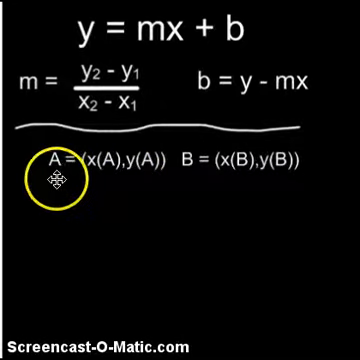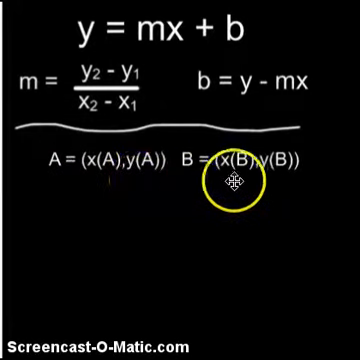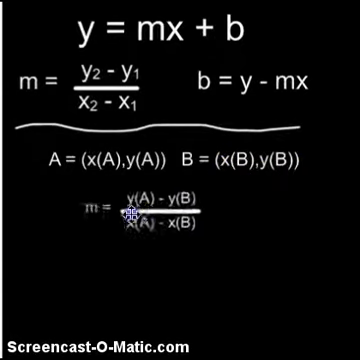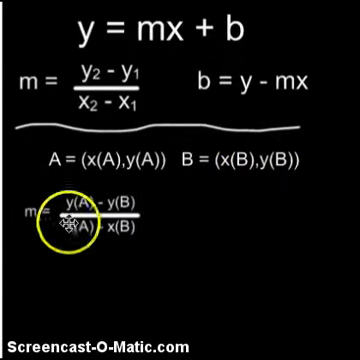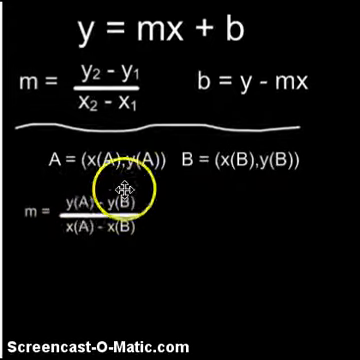So anyways, the x coordinate of A, the y coordinate of A, here's B, the x coordinate of B, the y coordinate of B. If I want to find slope, I'm just going to generalize that for GeoGebra. So slope is going to equal this formula based off of the y coordinate of A minus the y coordinate of B.